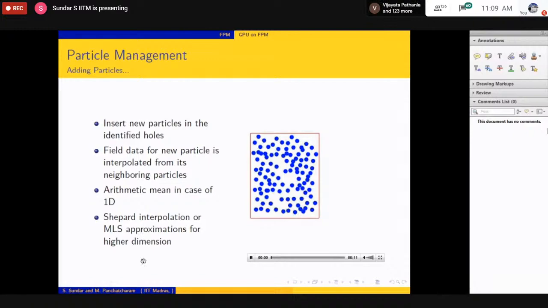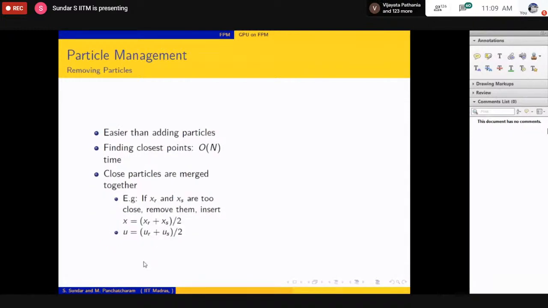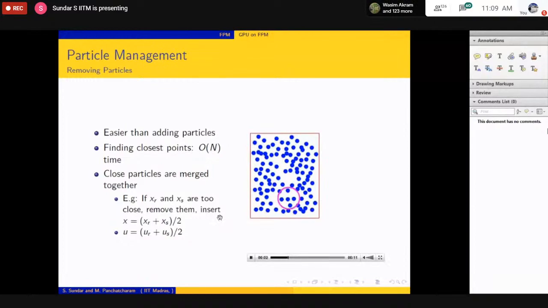This demonstration will show you where we need to add particles. Here is a place where we need to add particles. Here is a place we need to add particles. Here is a place with too many particles. Here we need a mechanism of adding particles and removing particles.